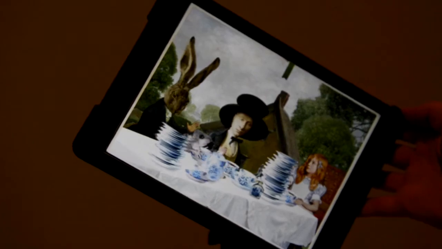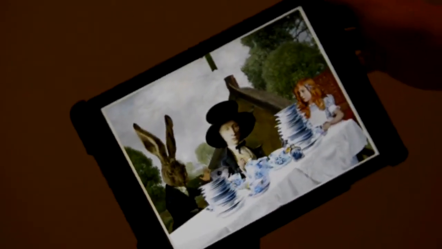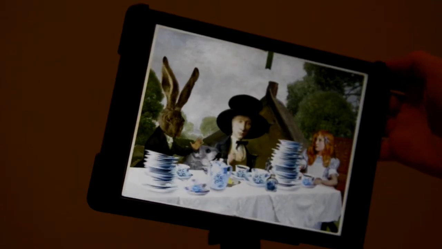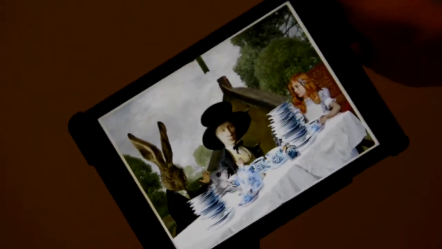Look, the head, the head's moving, everything moving, you see? Beautiful. Alice moving.